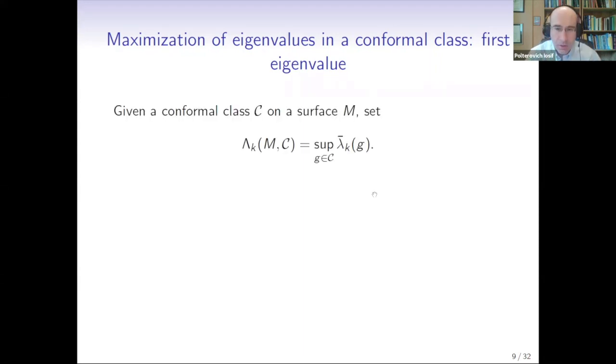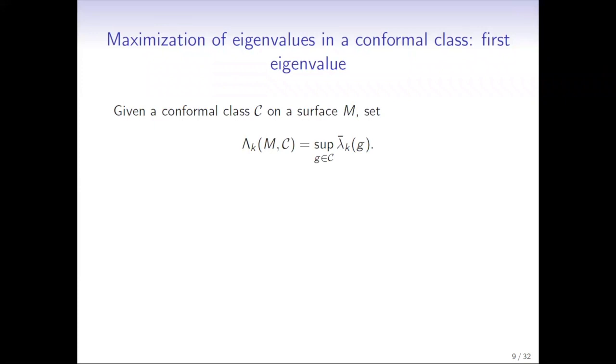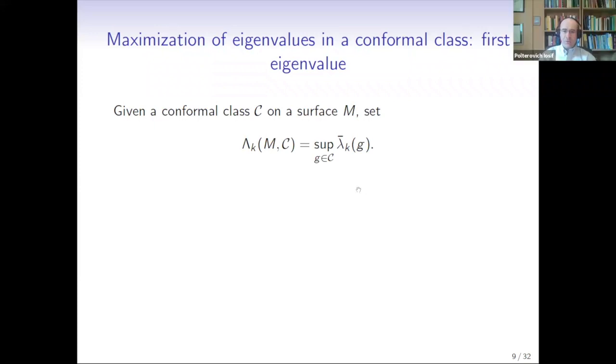So let me now consider the following setting. Instead of considering metrics that are maximal among all metrics, I'm going to fix a conformal class that will be this calligraphic C. And then I'm going to look at the supremum of the normalized kth eigenvalue among metrics which are varying in this conformal class.